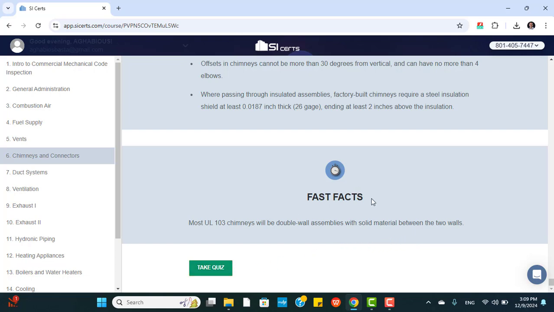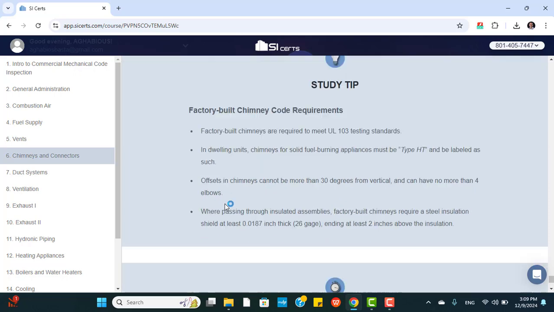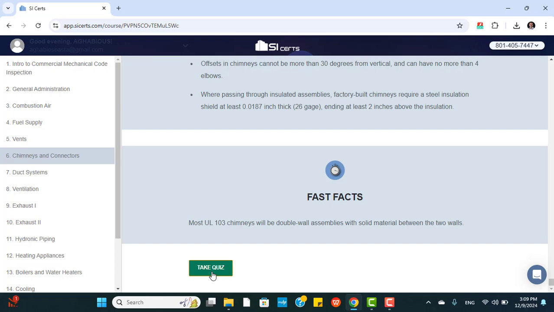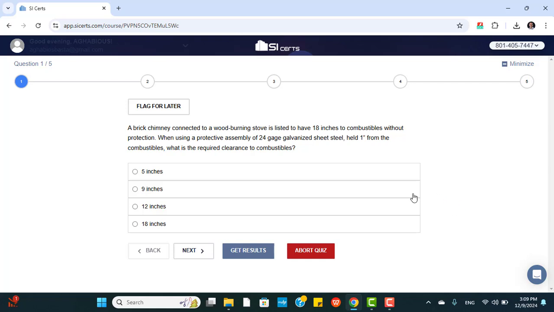Okay, this is all about the chimney and connector chapter 6 in the code. Let's take a quiz. If we didn't answer it correctly, we will revise it together for this 5 question quiz. A brick chimney connected to a wood burning stove is listed to have 18 inches clearance to combustible without protection. When using a protective assembly of 24 gauge galvanized steel held 1 inch from the combustible, what is the required clearance to combustible? Okay, I think it will come 12. This is a good question.